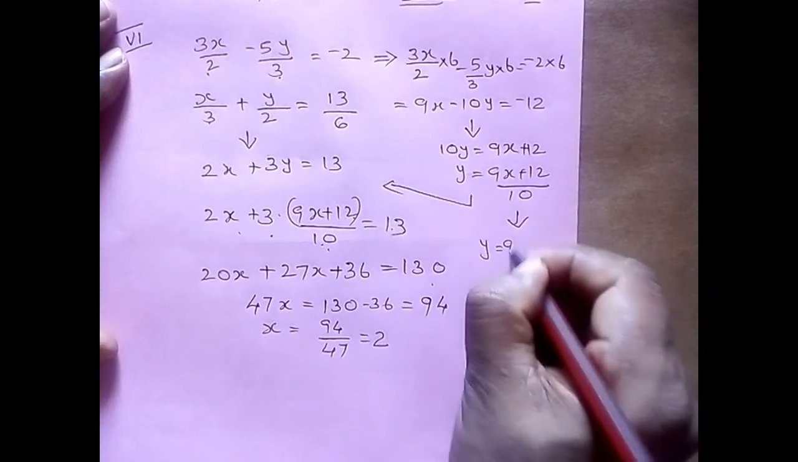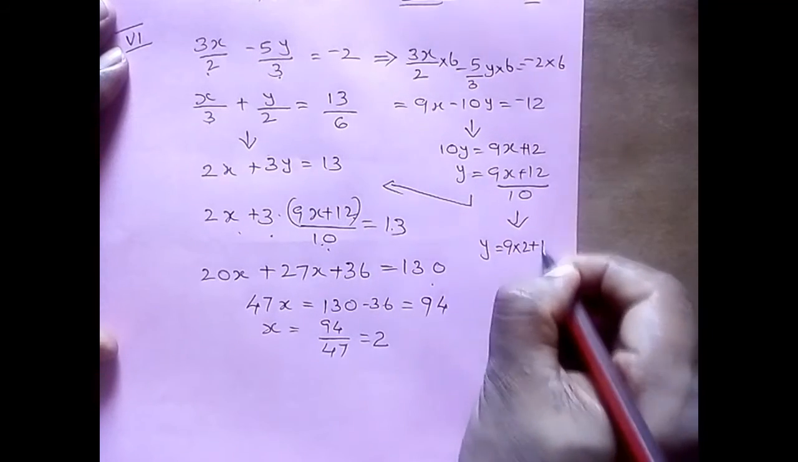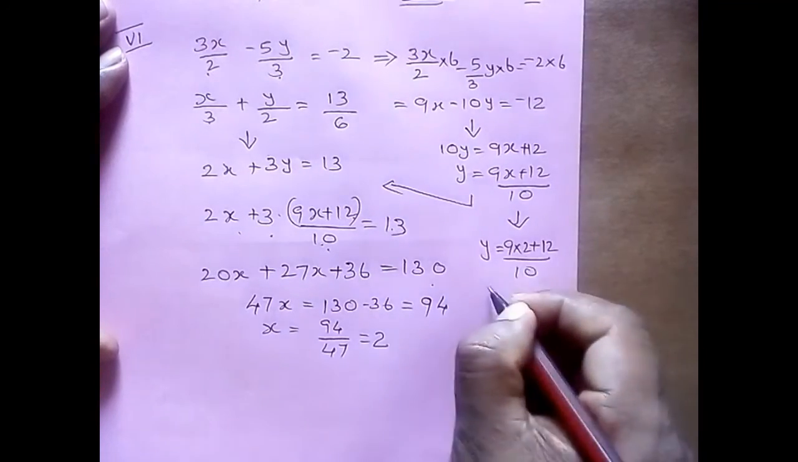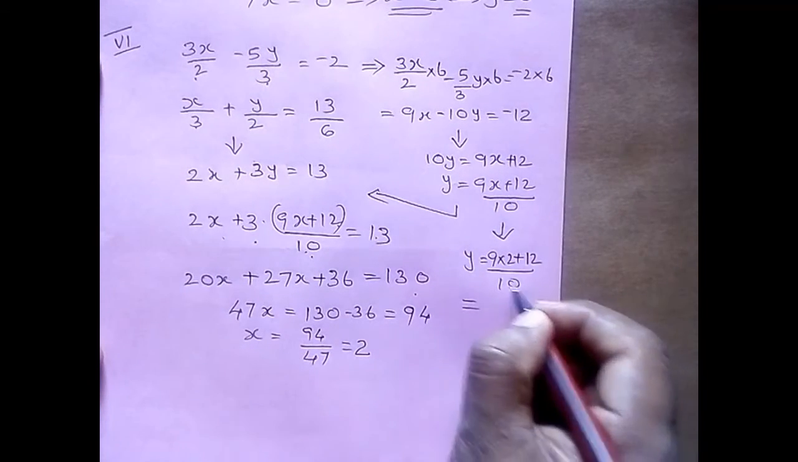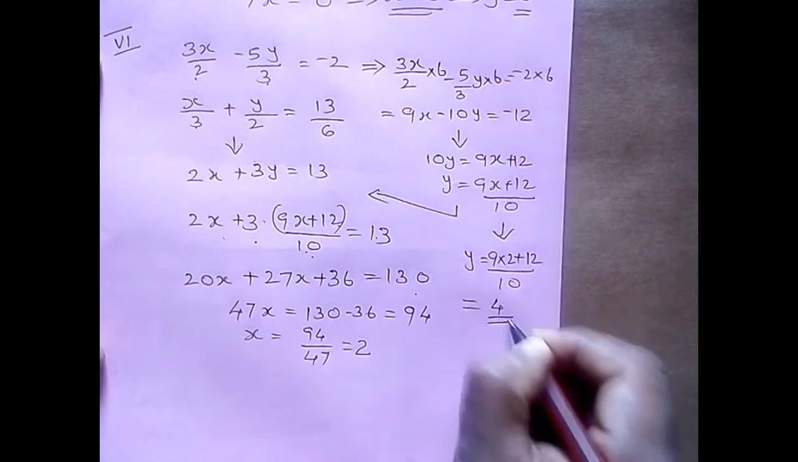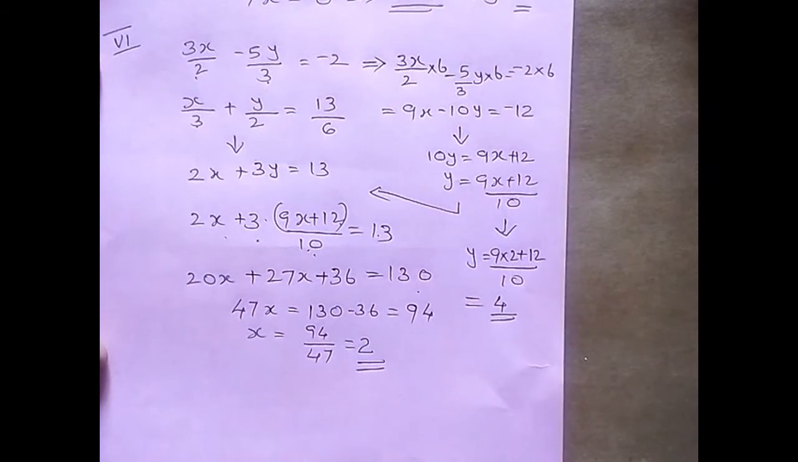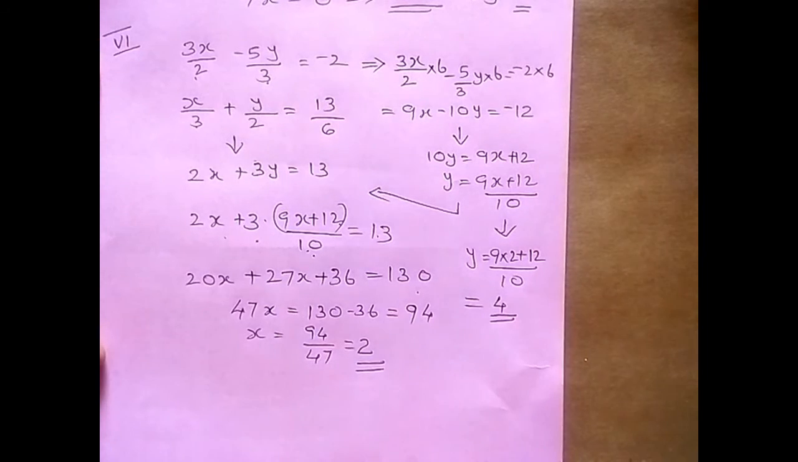Y is equal to 9 into 2 plus 12 divided by 10. That is, 9 into 2 is 18, 18 plus 12 is 40, and 40 divided by 10 is equal to 4. So x is equal to 2 and y is equal to 4. That is the solution set for this pair of linear equations.